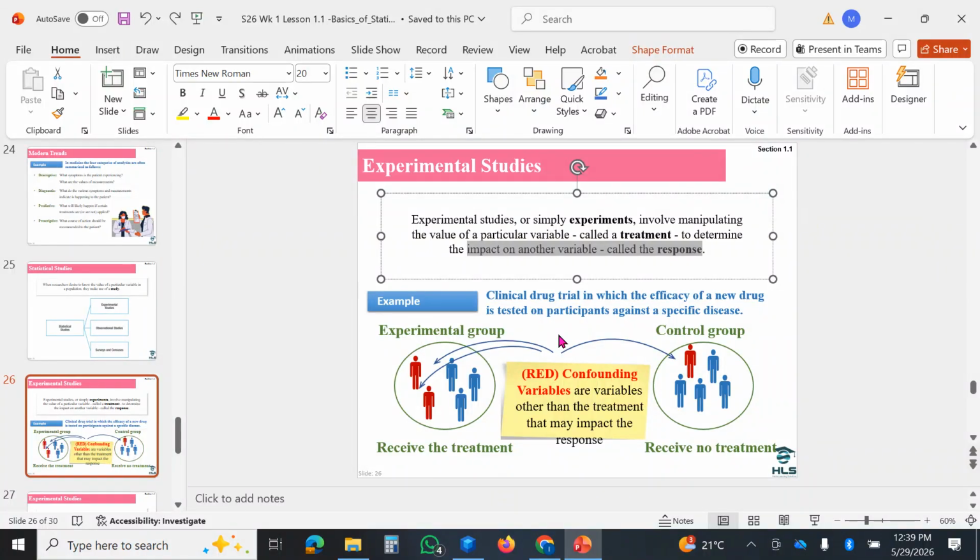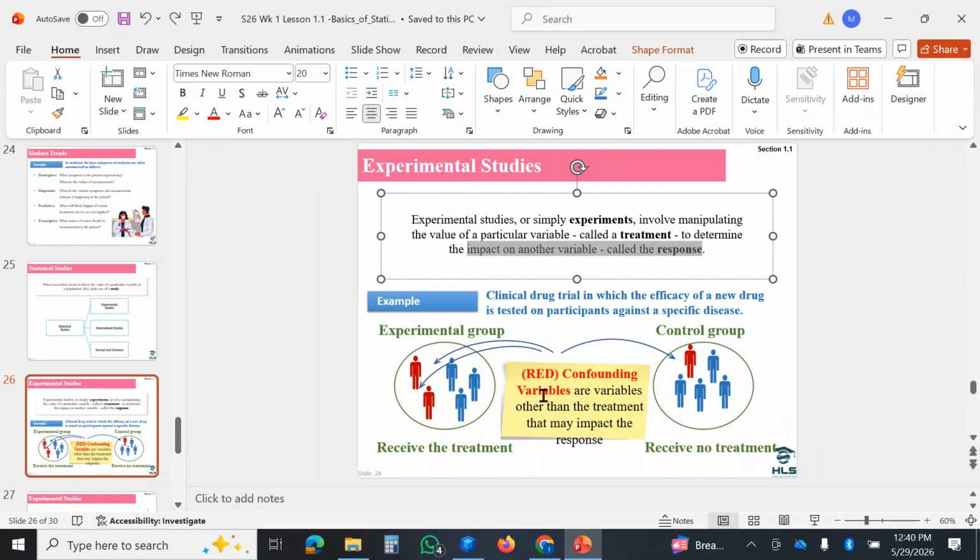So, a clinical drug trial, in which the efficacy of a new drug is tested on participants against a specific disease. There could be confounding variables, or variables other than the treatment, that may impact the response.